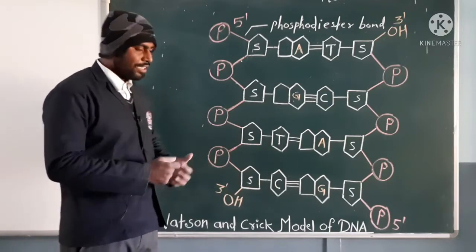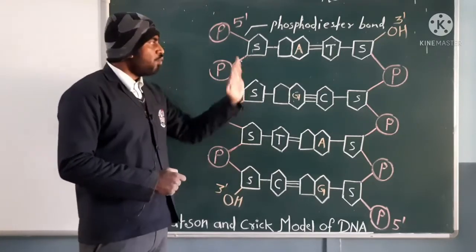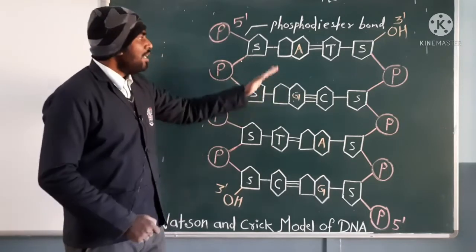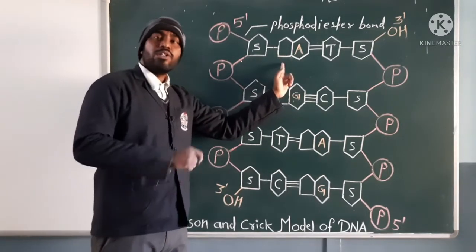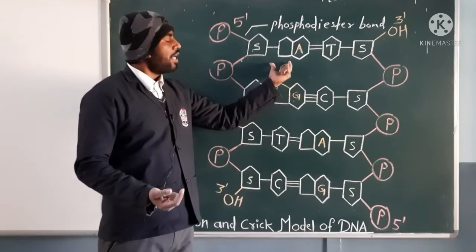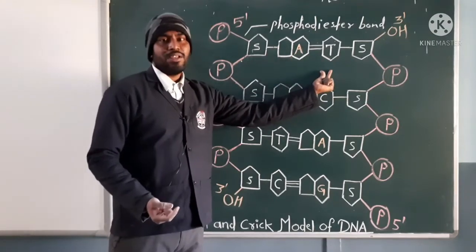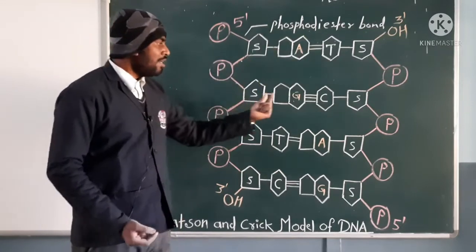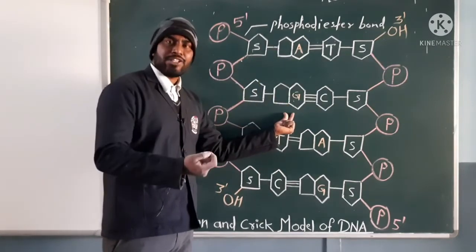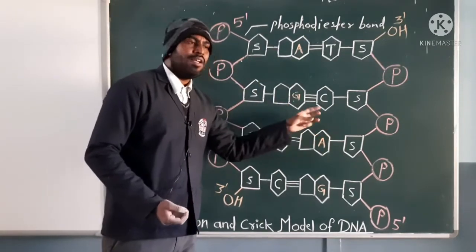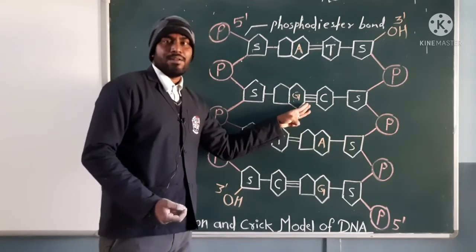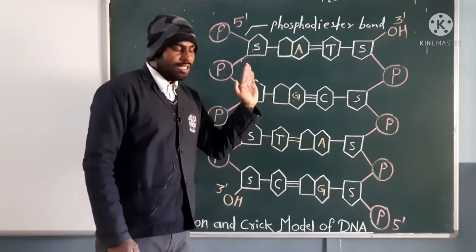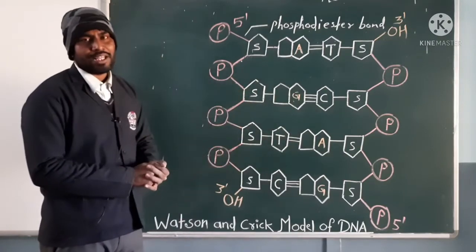Now, Watson and Crick also disclosed what kind of purine is going to bind with what kind of pyrimidine. Adenine always binds to thymine by double hydrogen bonds, whereas guanine always attaches to cytosine with the help of triple, 3 hydrogen bonds. Okay, this is the arrangement seen in the molecular structure of DNA.